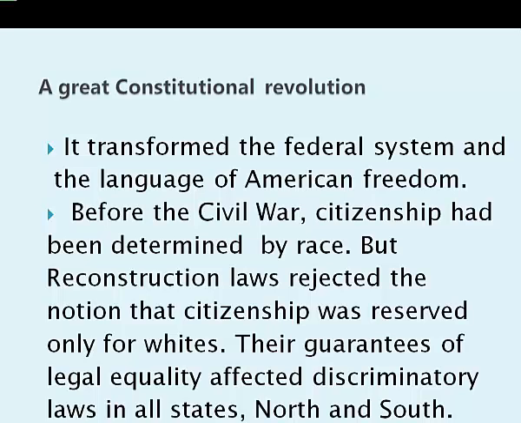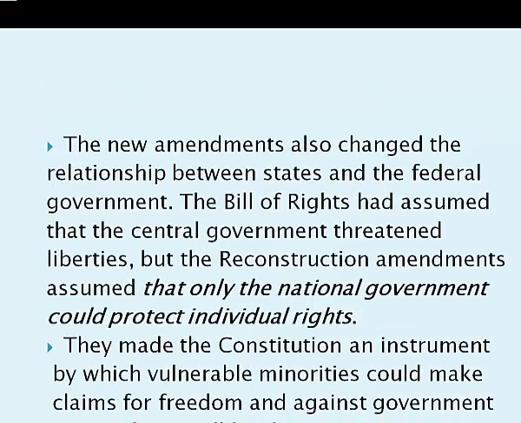So you need to know what the 13th Amendment was, which abolished slavery. The 14th Amendment made the newly freed people black citizens, men and women. And the 15th Amendment gave the men the right to vote. Reconstruction laws and amendments reflected the power of the new national state and the idea that citizens should enjoy legal equality. They were, in the words of one Republican, a great constitutional revolution.